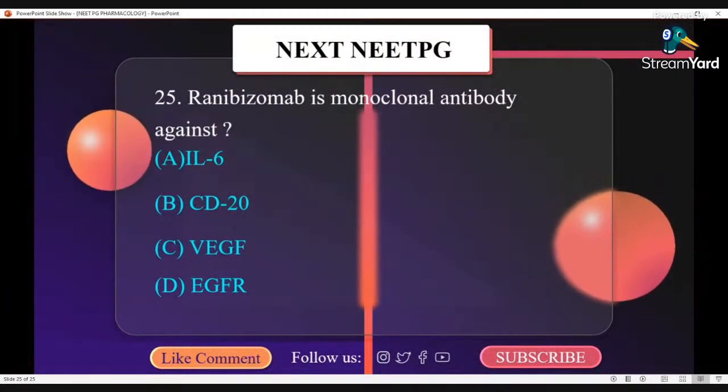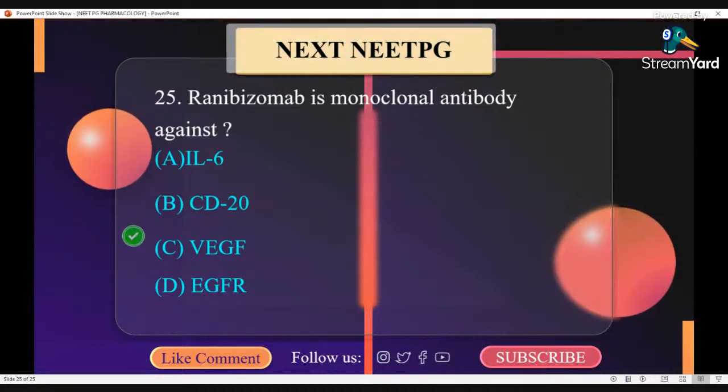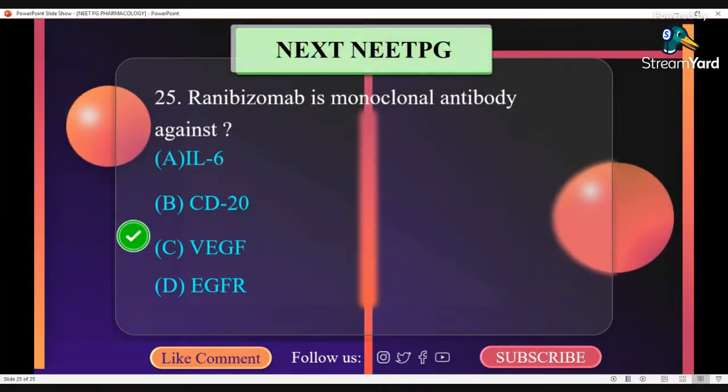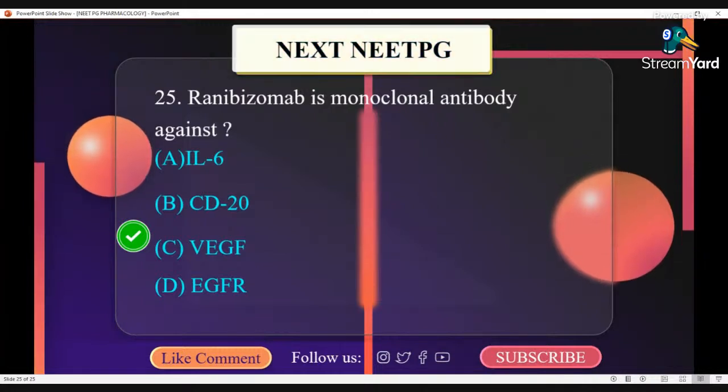Ranibizumab is a monoclonal antibody against VEGF. With this, we conclude the MCQs in pharmacology.